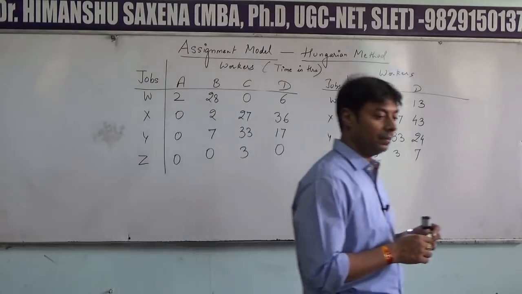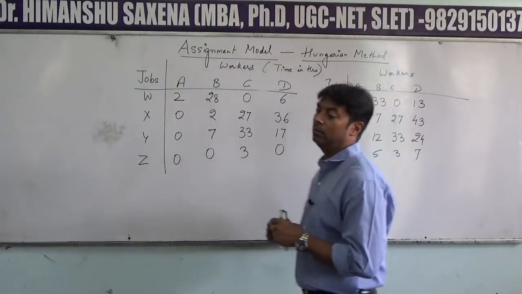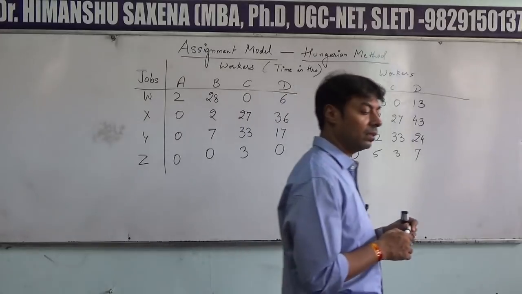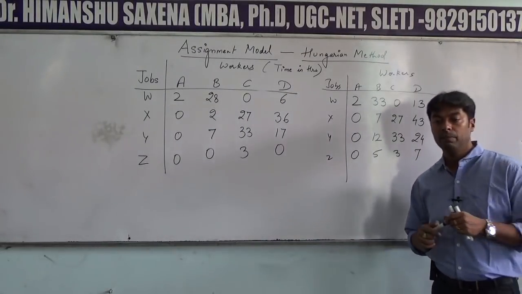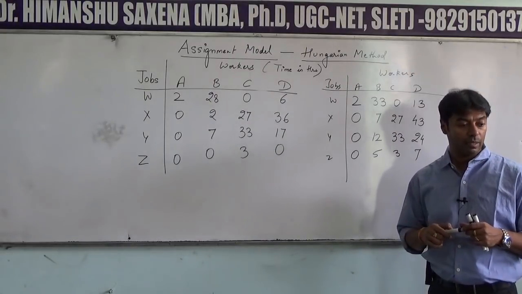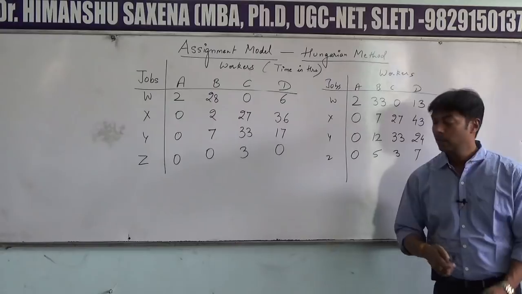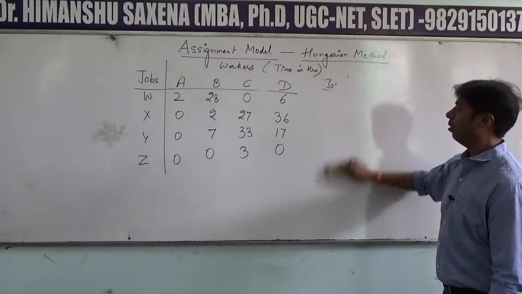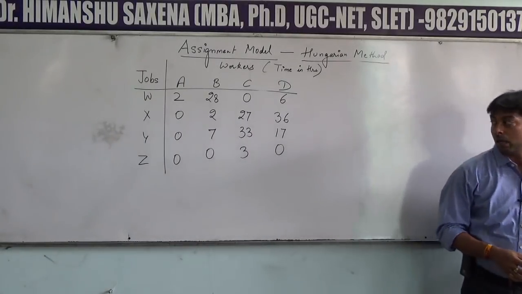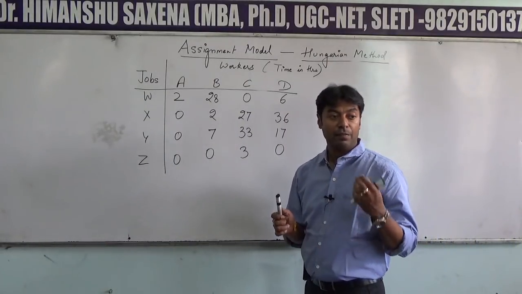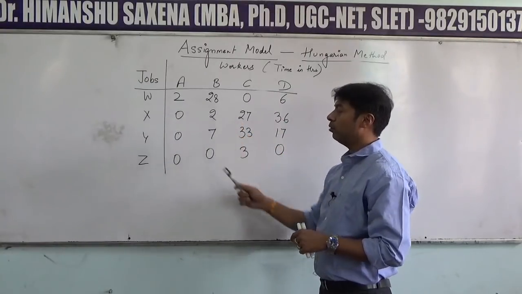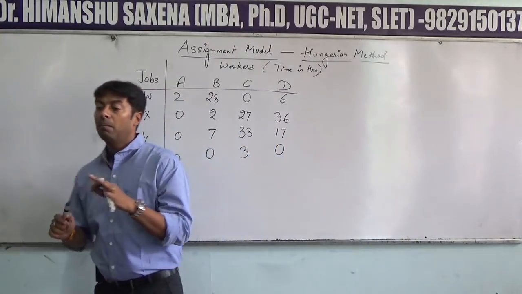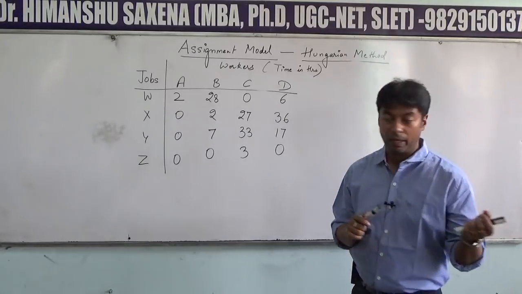Now take down the third step, step number 3. Please take it down. Draw minimum number of lines to cover all zeros. Now in this table, which is derived after applying column operation, you have to draw minimum number of lines to cover all zeros. Each and every zero should be covered by a line, and lines can be drawn either row wise or column wise.